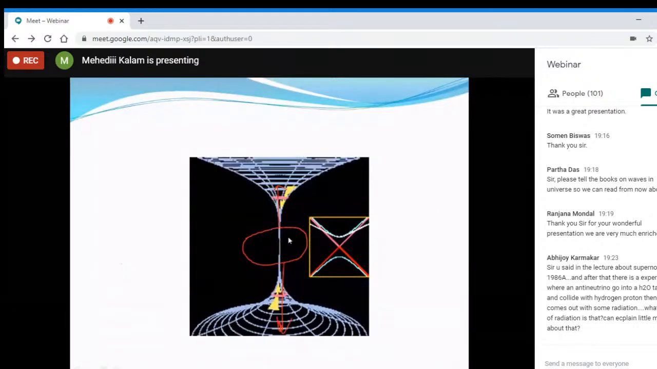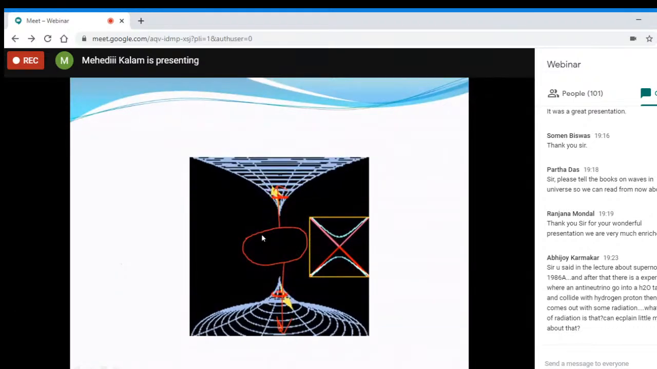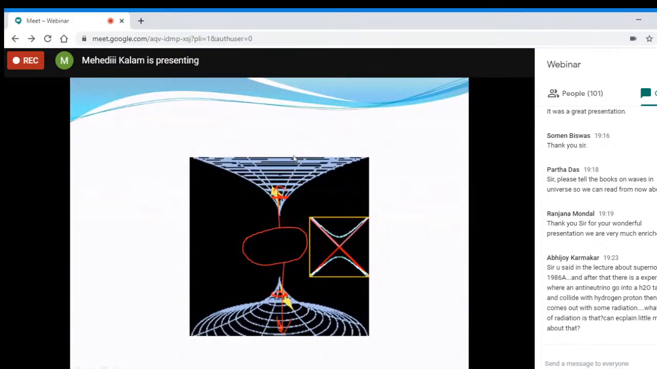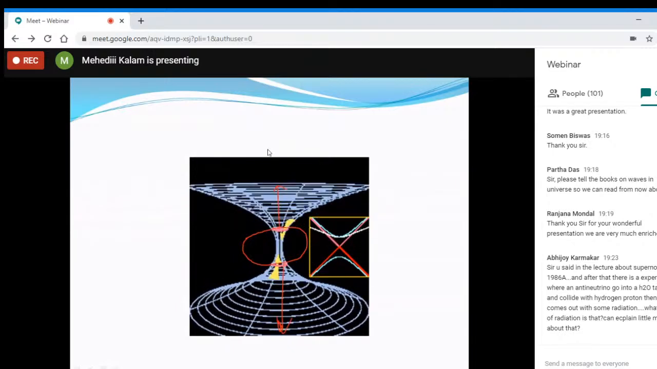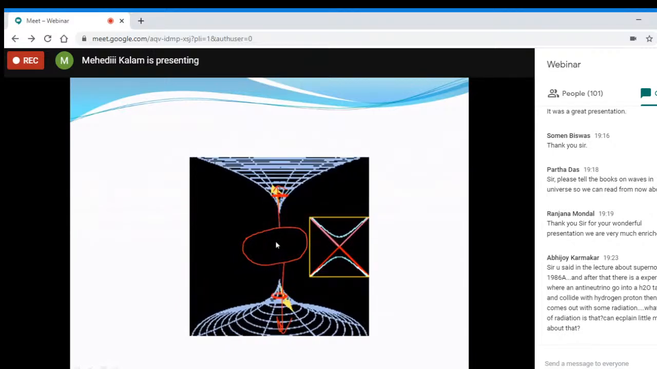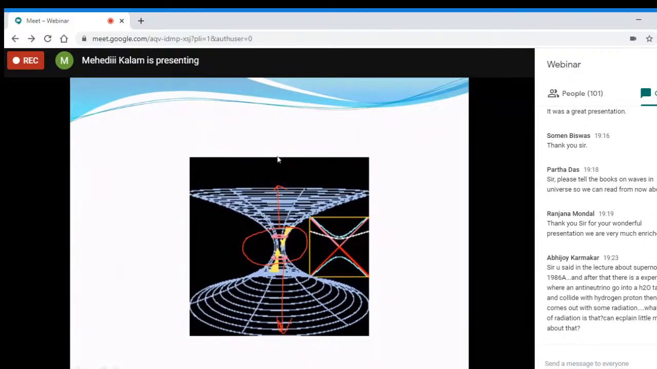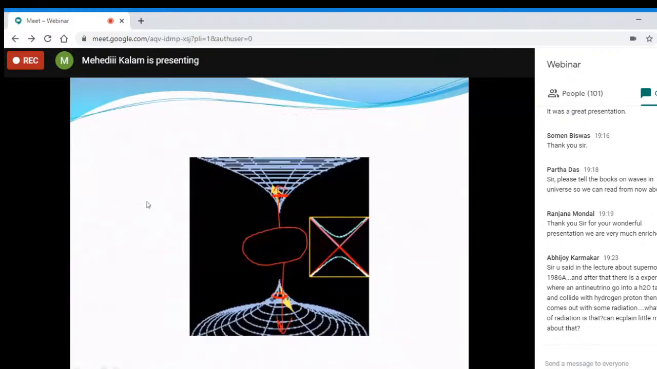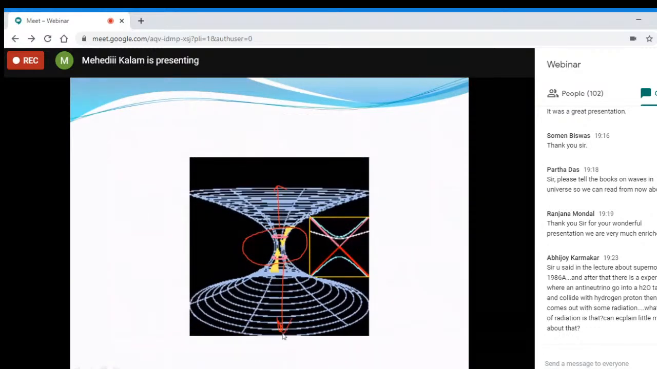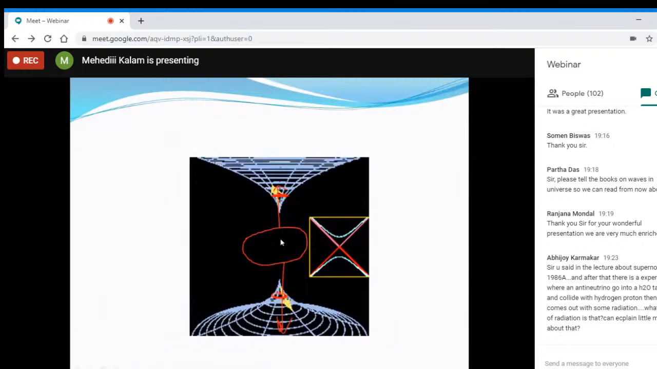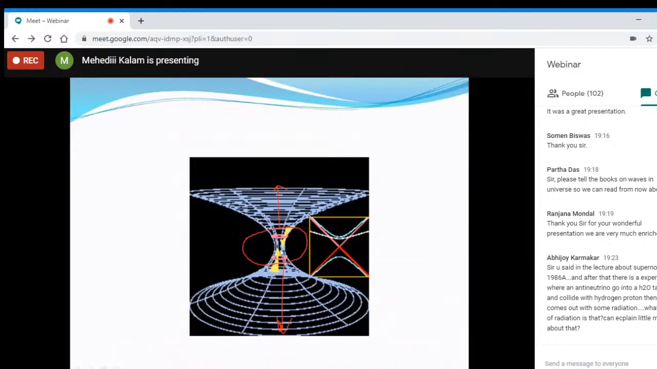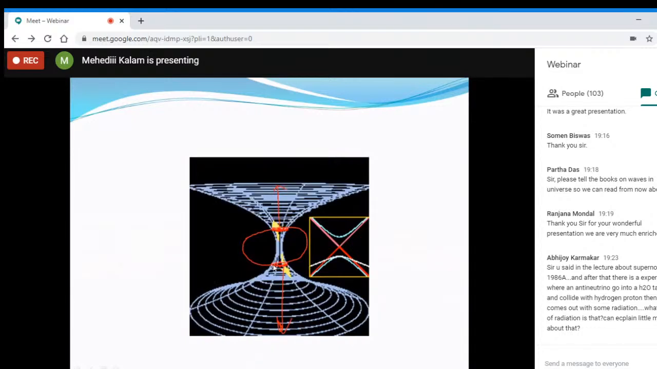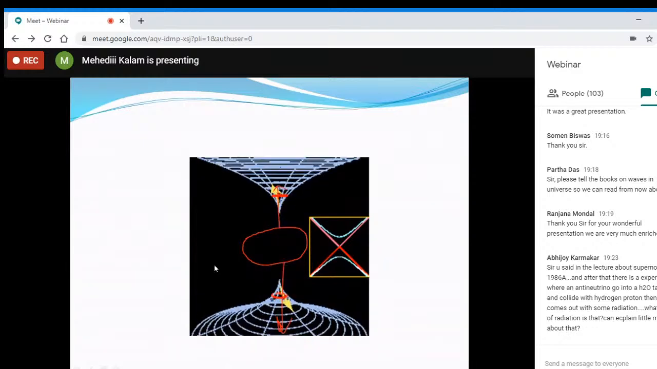How it becomes stable, I will explain. Suppose we place the exotic matter in this throat region. Then the gravity of the upper portion, as this exotic matter repels gravity, will repel the exotic matter in the opposite direction, and also the lower portion gravity is repelling this exotic matter in the opposite direction. So these two opposite forces balance to stabilize the exotic matter in the throat region.